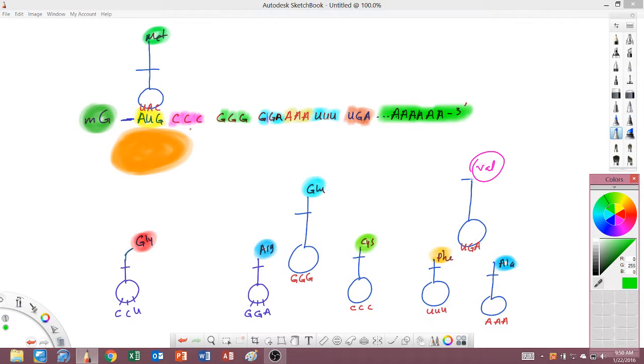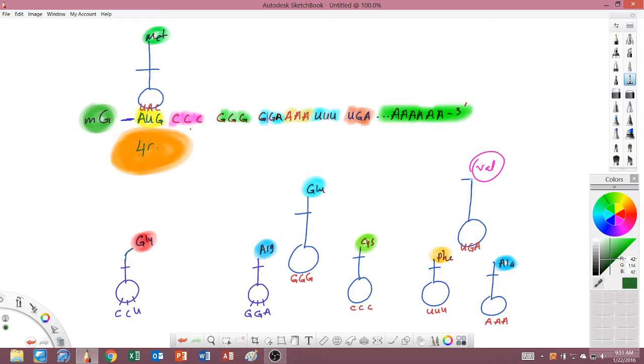Once the small subunit, let me put it here. What is the small subunit of ribosomes? What's the name for that in eukaryotic cells? 40S. Okay, so it will come and attach. Now, the small subunit doesn't really have peptidase activity, it only adds stability to this. The next thing that should come and attach is known as the large subunit.